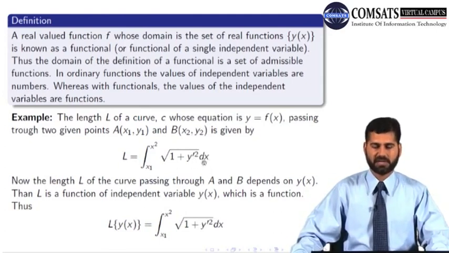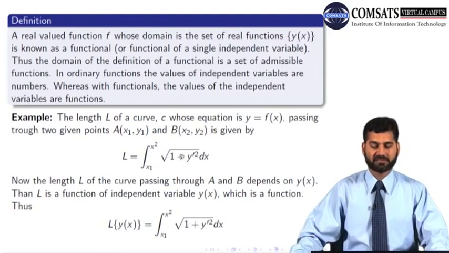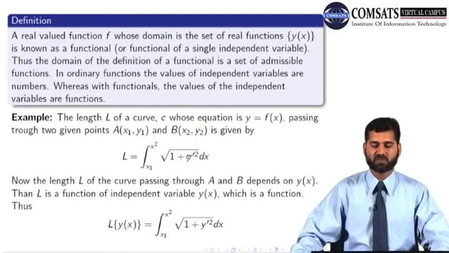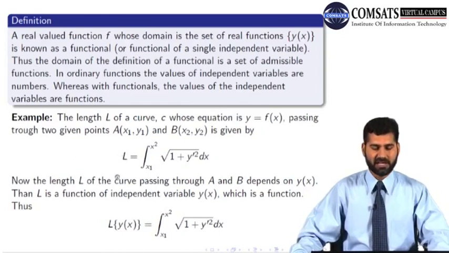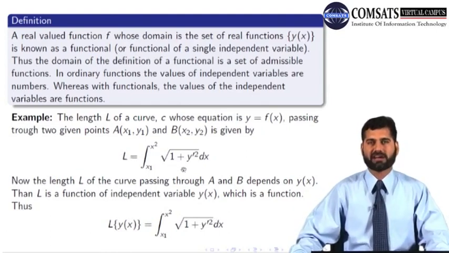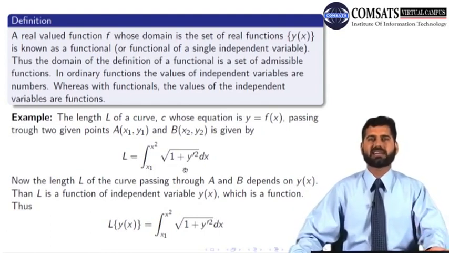1 plus y prime square dx. Now the length L of the curve passing through A and B depends on y of x. Of course, if I change this y of x, this L will change. So L is a function of the independent variable y of x. It means L depends on y of x, and eventually it depends on x as well.